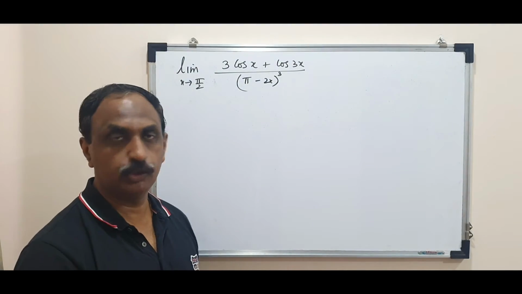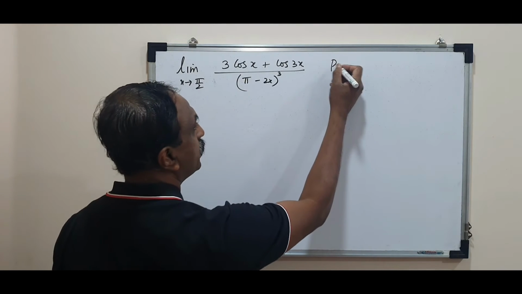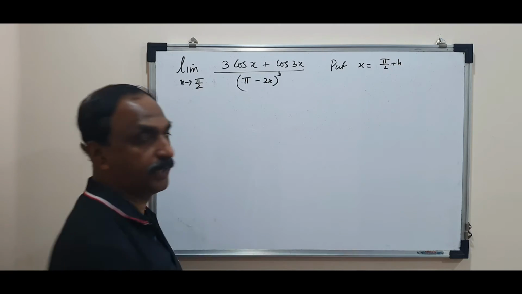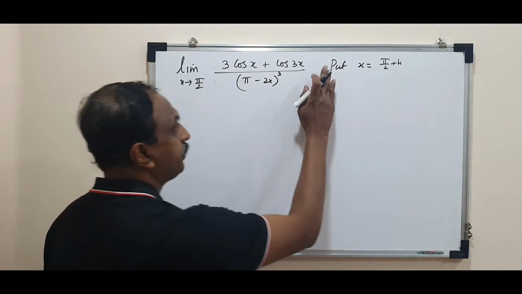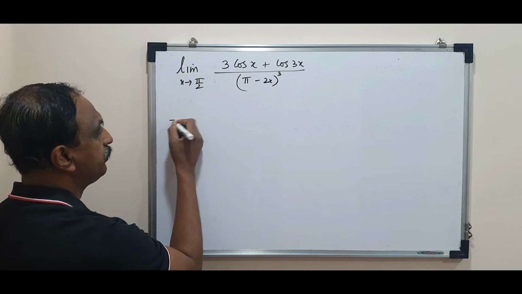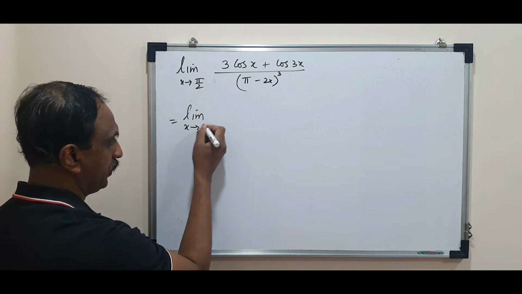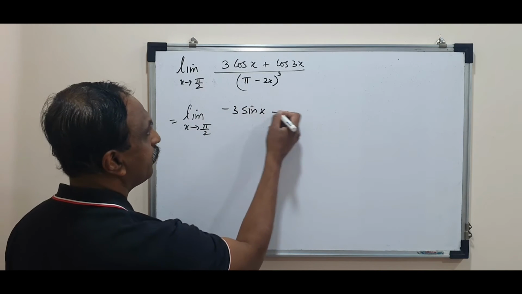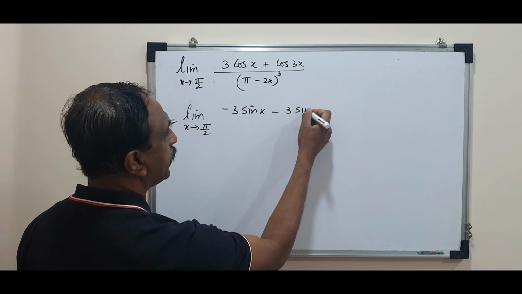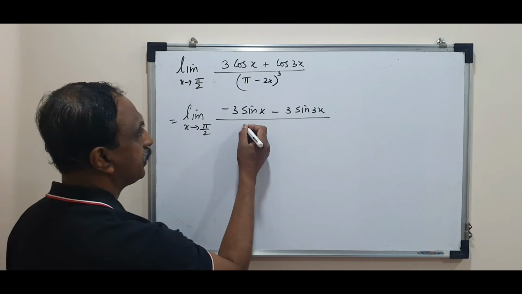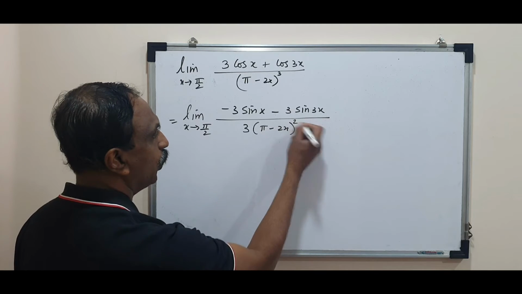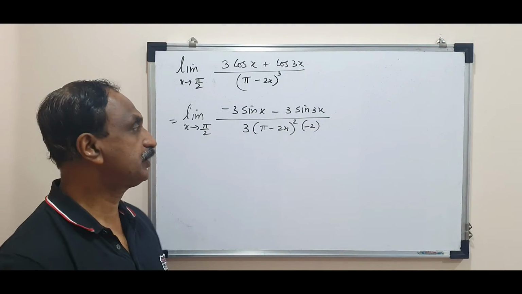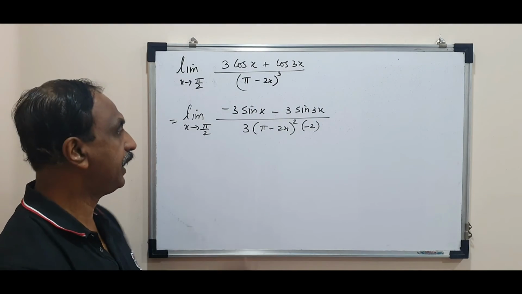This problem also has 2 methods. One method is you can put x as pi by 2 plus h and then apply the sin theta upon theta formula. Another method is you can directly find the derivative. Let's check which method is better. First I am going to find the derivative method. Minus 3 sin x minus 3 into sin 3x divided by 3 into pi minus 2x the whole square into minus 2. Now because it's a cube, you will have to differentiate 3 times to come to the final answer.